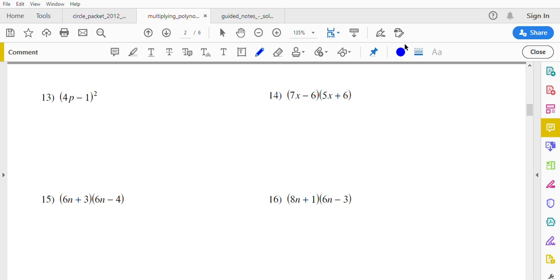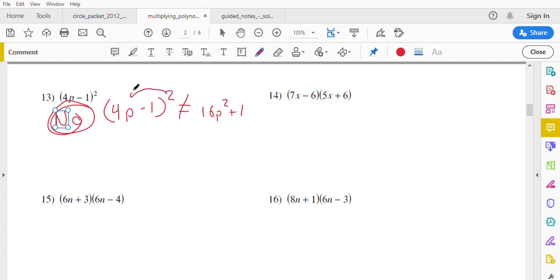So I'll do this in red so I can say, like, don't do this. So I'm going to put no in, like, big letters on it, no. 4p minus 1 to the second power does not equal 16p squared plus 1. In other words, you cannot do this. No, no, no, no. I've seen people do this at the college level, guys. Please, you cannot do that, okay? It seems so easy, right? Just square everything inside. That's not how this works, okay? So I'm sure that's why this question is here.